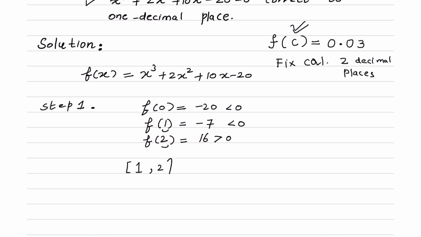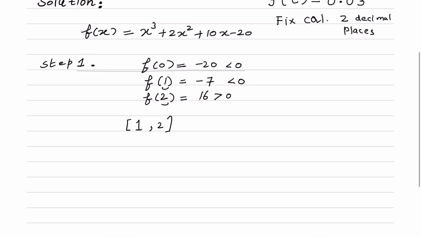And why is this the right interval? Because at one end of this interval, which is 1, the answer is minus 7, which is negative. At another end of this interval, which is 2, the value of the function is positive. So this is an appropriate interval in which the root will lie. We are just going to name this interval as a0, b0. So this says that a0 is 1 and b0 is 2.